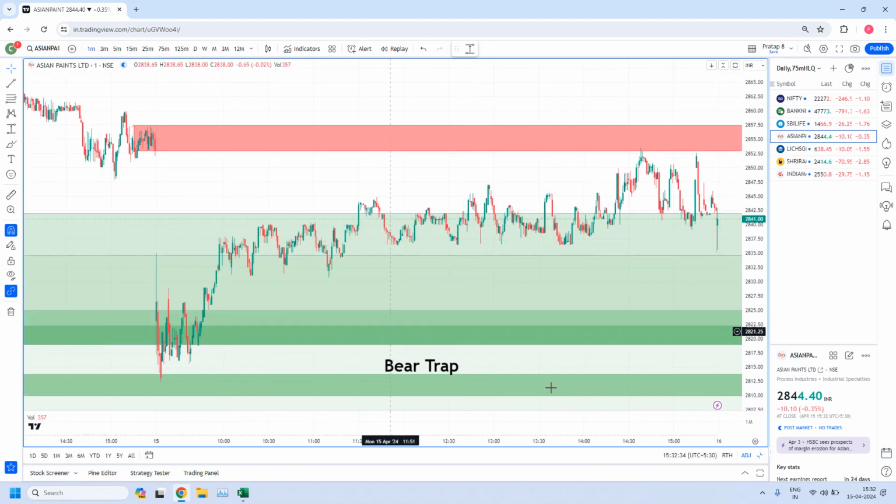So two things happened here. The first thing is your orders are stopped out. Definitely you need to exit. But again you need to place a long order here. I've been telling this for the last 6 months, because we discussed these bull and bear traps 6 months back. After that, every month, maybe 2 times or 3 times, we are talking about bull or bear traps.